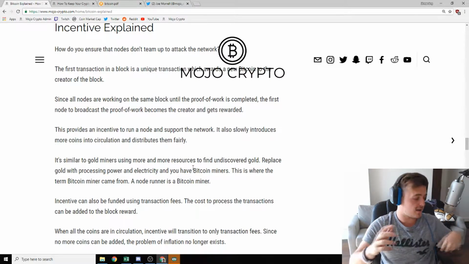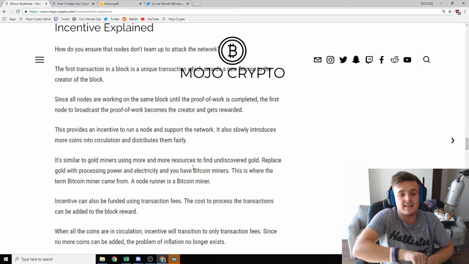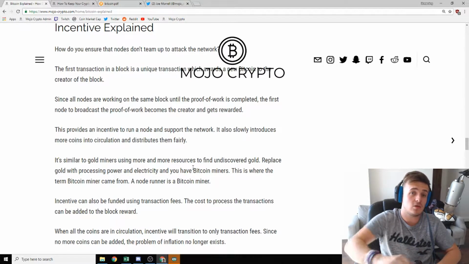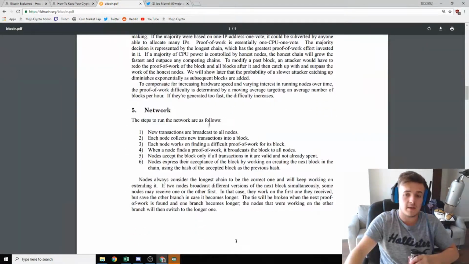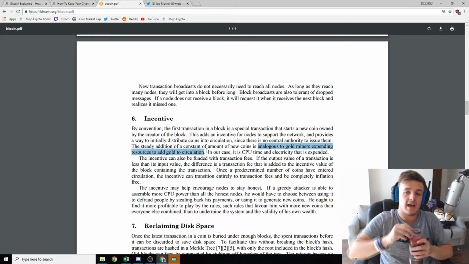And that basically gives you Bitcoin miners. So that's where the term miners actually came from. Bitcoin miners are similar to gold miners. It compares it to that.